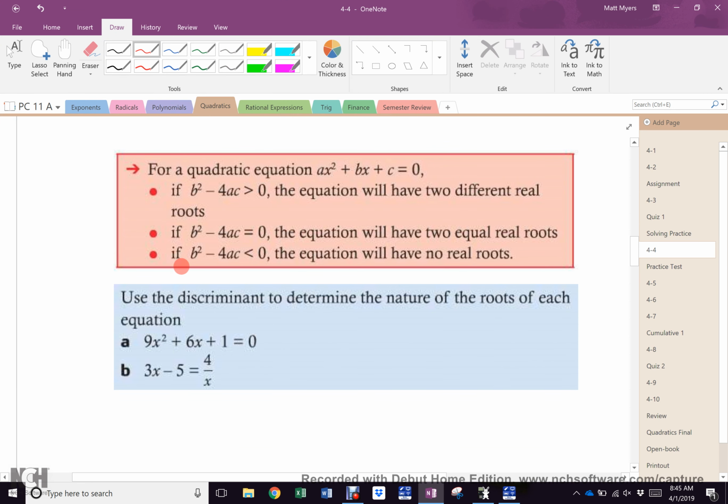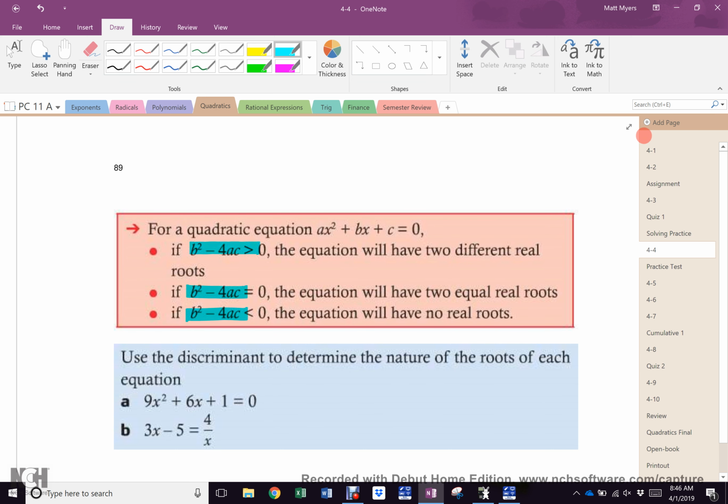So here's all that stuff that we just wrote about. This right here, that lives in the quadratic equation. And this... This is what we call the discriminant.